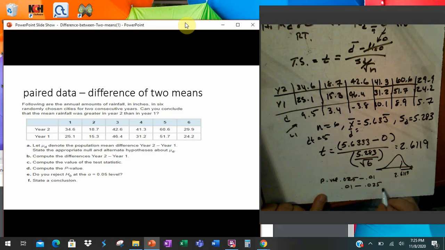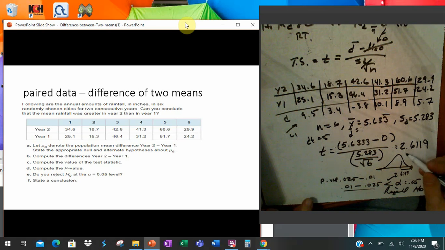So both of these are less than alpha, which is 0.05. This is the question you're answering. Both of these numbers are less than 0.05, so yes, that's true. And when that's true, we reject H0.